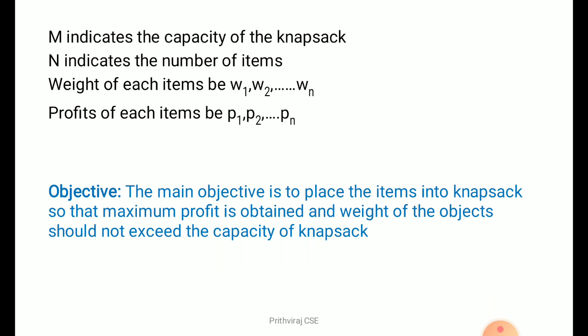Here M indicates the capacity of the bag, N indicates the number of items, the weights of the items will be W1, W2 up to Wn, and the profits of the items will be P1, P2 up to Pn. The main objective of the problem is to place items into the knapsack so that we achieve the maximum profit, and the weight of the objects should not exceed the capacity of the knapsack.